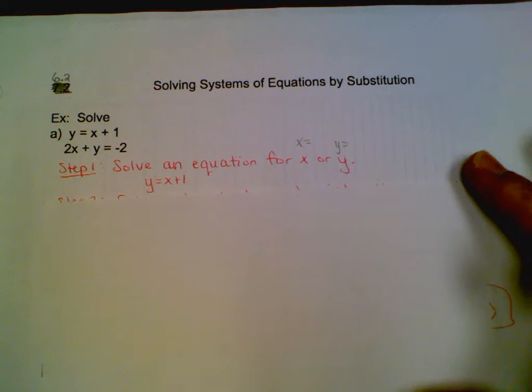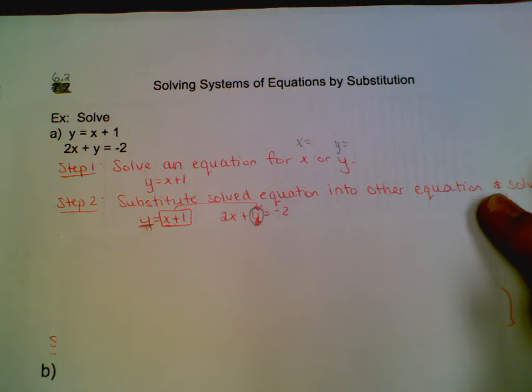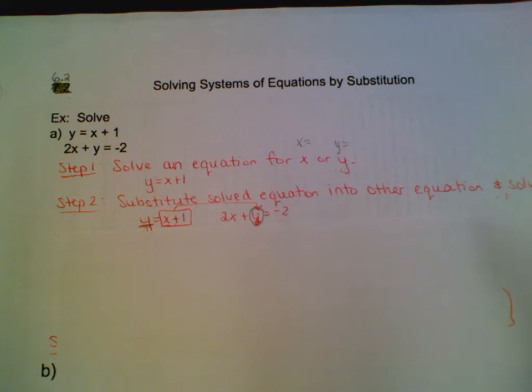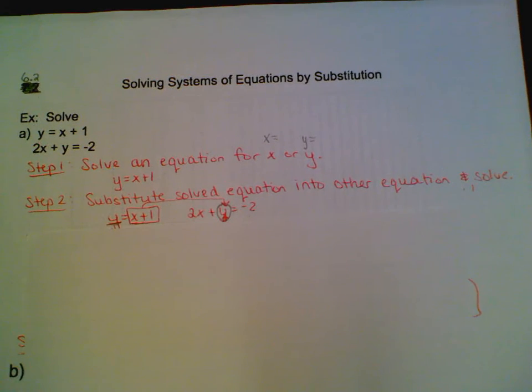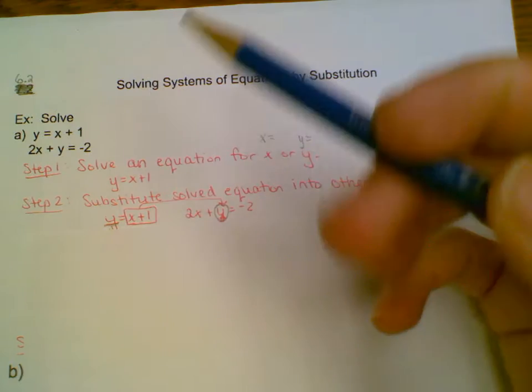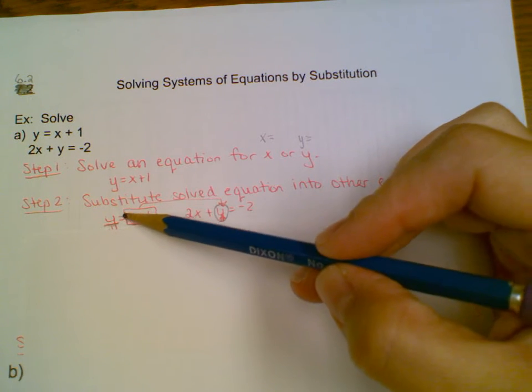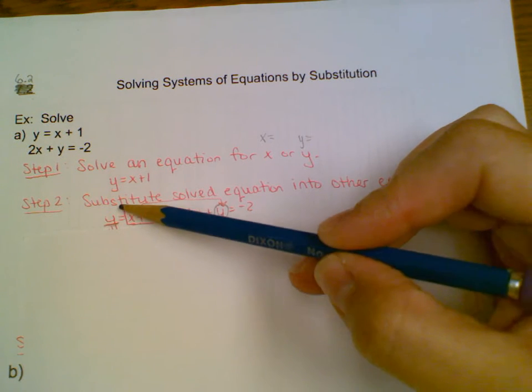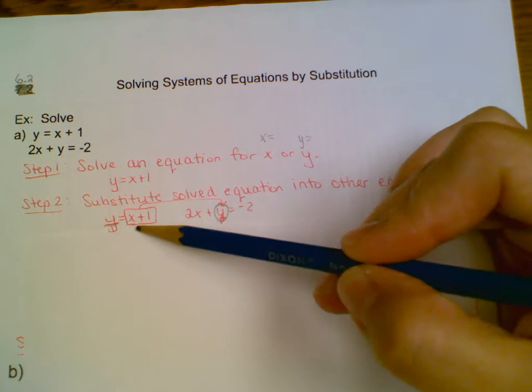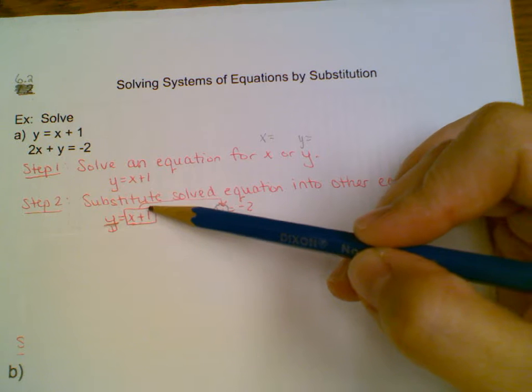Your next step is you're going to substitute that solved equation into the other equation and then begin to simplify to solve. So what that means is, here's my solved equation. I'm going to put a box around what y is equal to, and that's this expression x plus 1. So put a box around that piece.